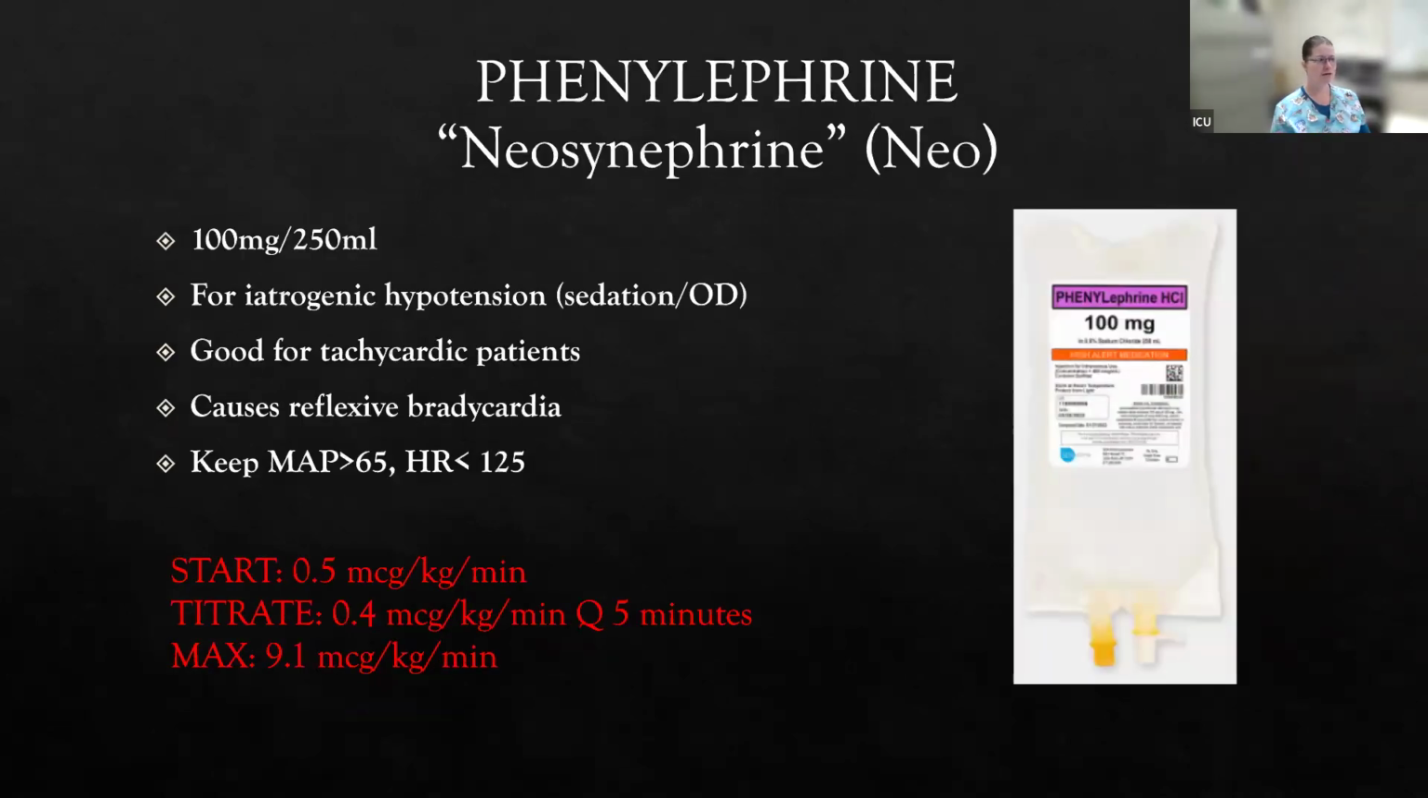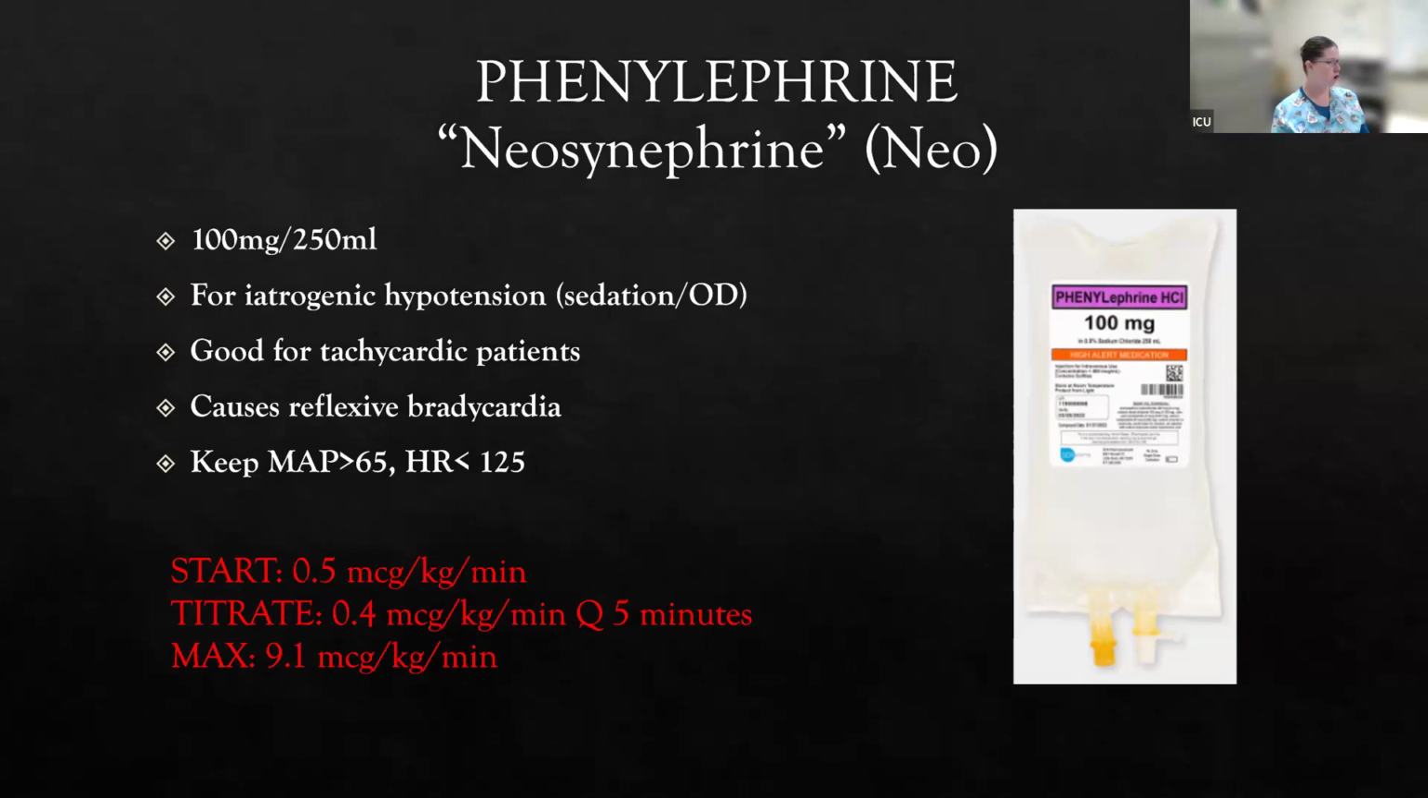Okay, so phenylephrine, or neosynephrine, or neo, is more of a second or third line drug usually. A standard concentration is 100 milligrams in 250. There's a sample of what a bag might look like. It also says high alert on it. And this is used for iatrogenic hypotension.